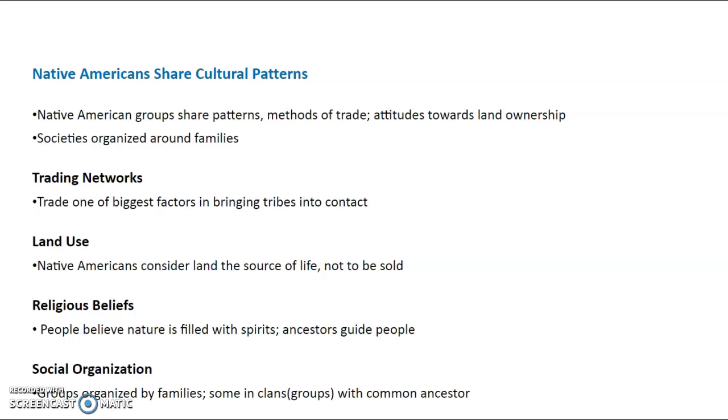Religiously, their beliefs were often filled with stories of spirits and ancestors that guided people and their descendants, their children, or other people in their family, and they could talk to them. And social organization. Some groups organized themselves with their families. You stayed with your family, or sometimes they were in clans, where larger groups of families with a common ancestor or common lineage would stay together. And those are just some similarities that you could find in a wide variety of Native American cultures.